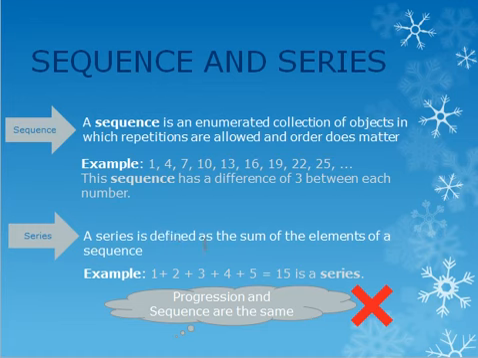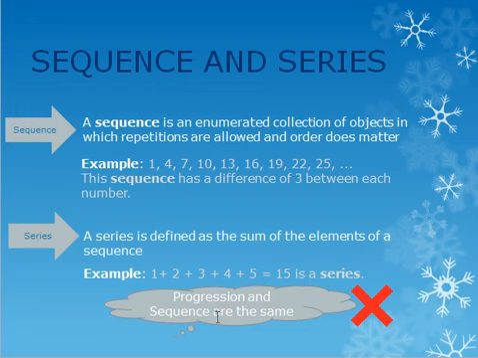Now a series is defined as the sum of the elements of a sequence. So if you add every term in this sequence, it will become a series. Here I'm taking a sequence 1 2 3 4 5, and I'm making it into the series 1 plus 2 plus 3 plus 4 plus 5 equals 15. Now this is an example of a series.